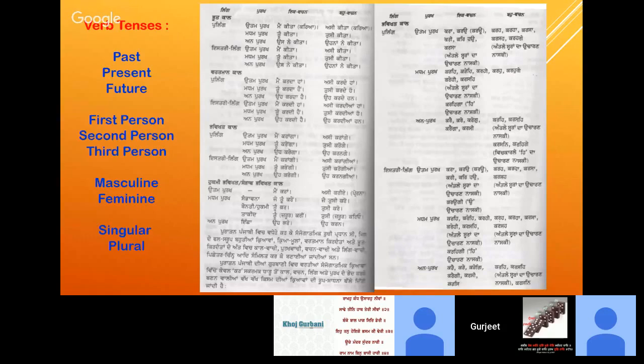So same way in present tense we say first person "main karda haan", second person "tu karda haan", and third person "oh karda hai". Then in the plural form it becomes "asi karde haan, tusi karde ho, oh karde han". And in Striling we'll say "main kardi haan, tu kardi hai, oh kardi hai". So the verb changes from karda to kardi. Then same way "asi kardian haan, tusi kardian ho, oh kardian han". That becomes its plural.